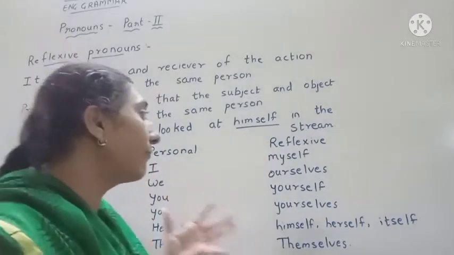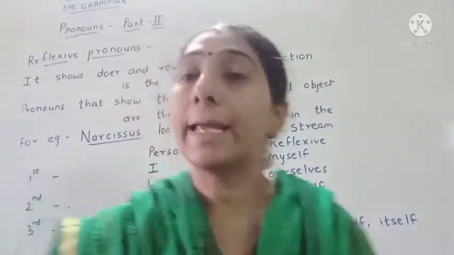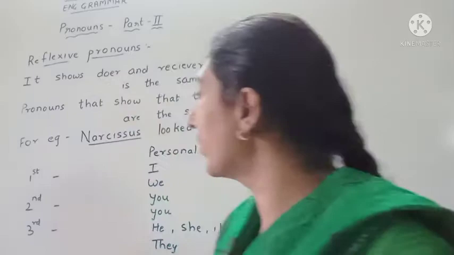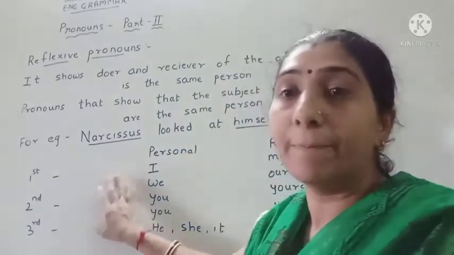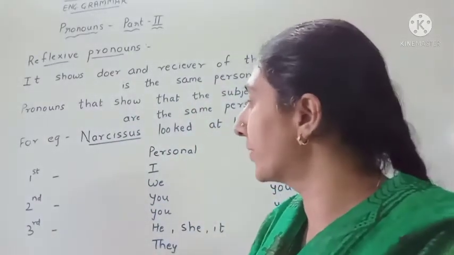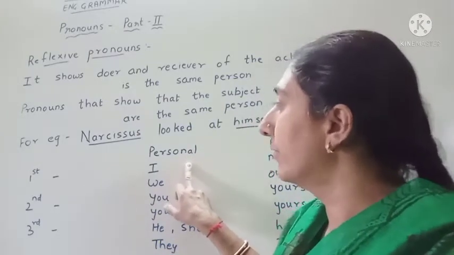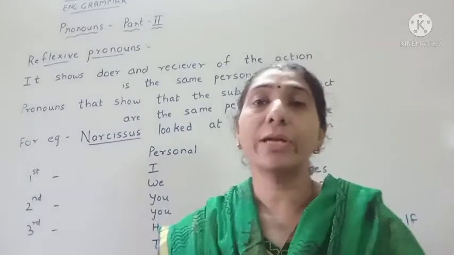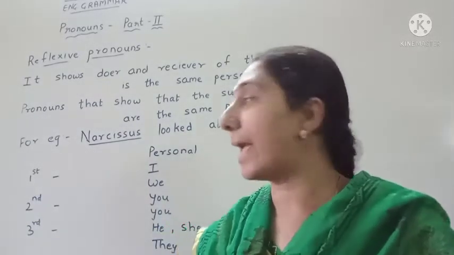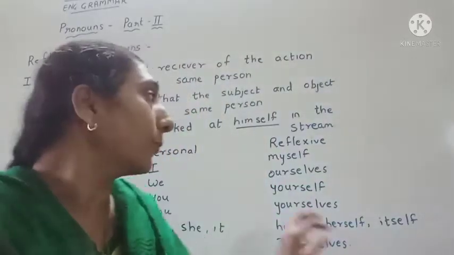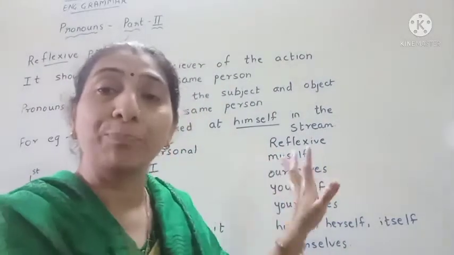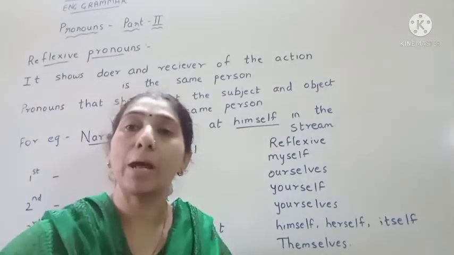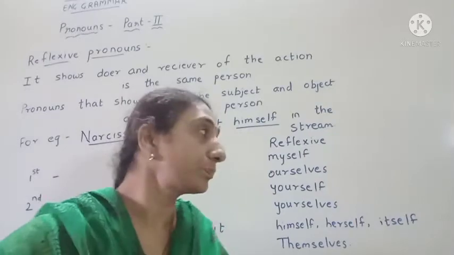Now, reflexive pronouns can be different for first person, second person and third person. In the first person, I. When we use I, then we use the reflexive pronoun myself. I am doing my homework myself. मैं अपना होमवर्क खुद से कर रही हूँ.